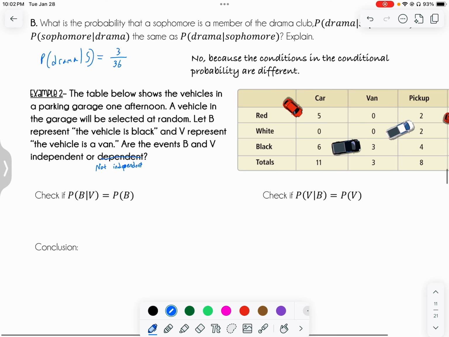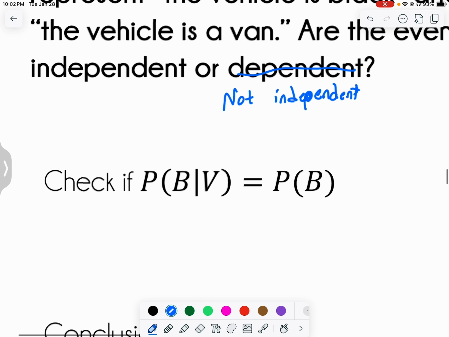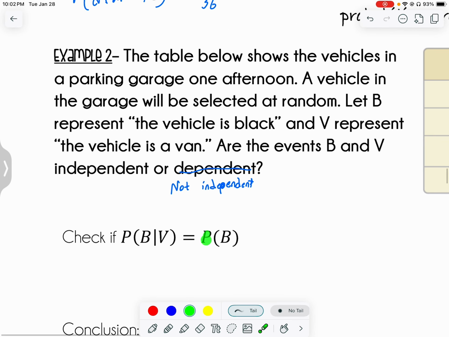All right, and in order to test if things are independent, this is something I mentioned earlier, we want to see if they influence each other. And that's what we do here. Notice this statement. Over here is just the probability of event B. That means the chance of the car being black. And what's the probability of the car being black knowing that it's a van?